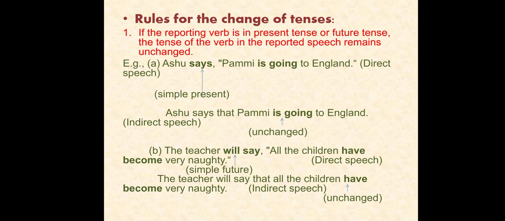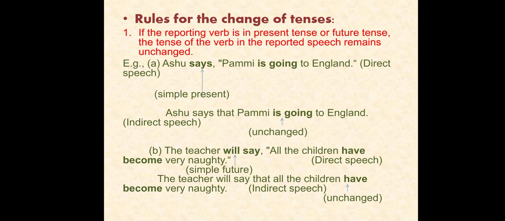Okay. Example: Ashu says, "Pammi is going to England." Says, the reporting verb, is in simple present. So we need to write the same as it is. Ashu says that Pammi is going to England in indirect speech. "Is going to" remains unchanged because "says" is there.